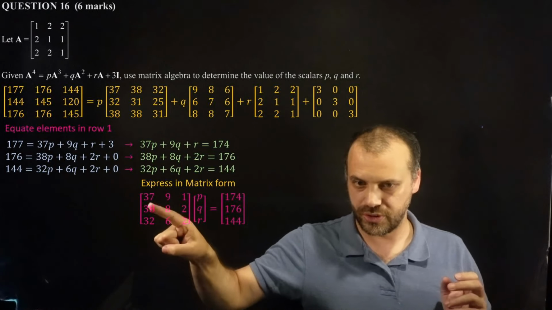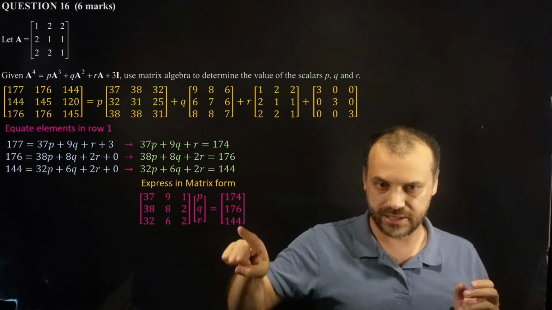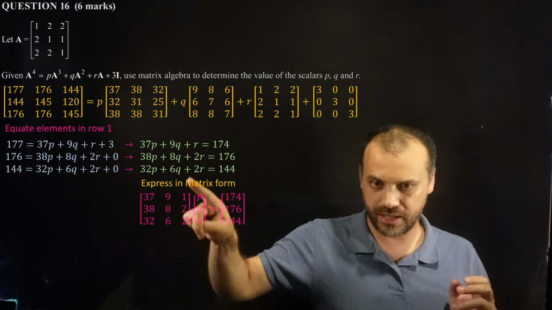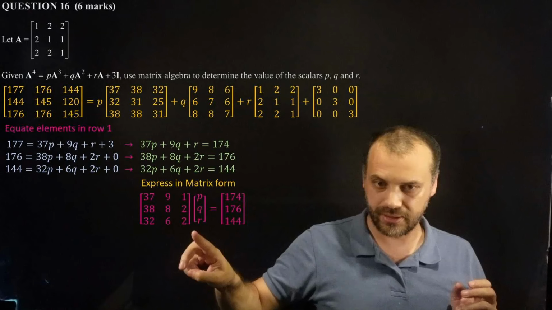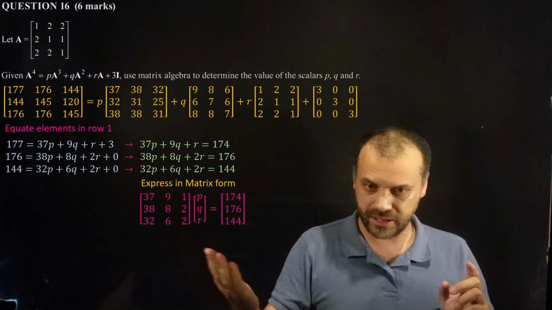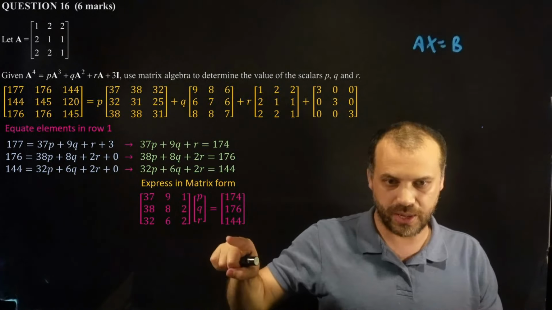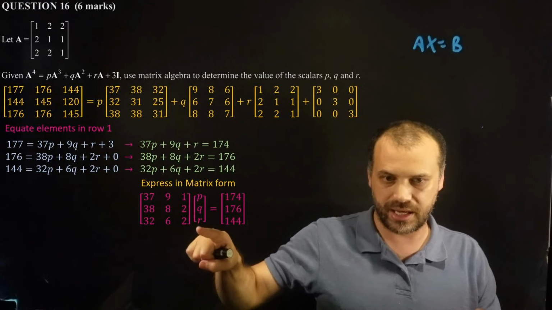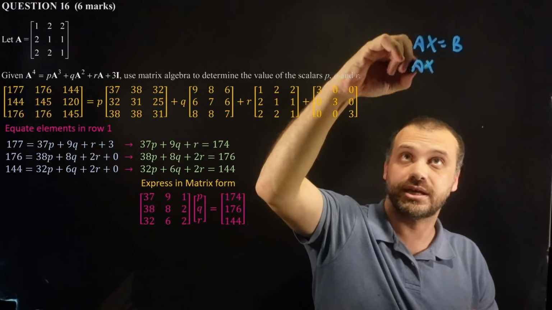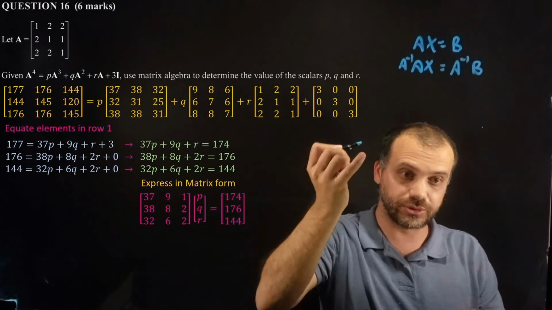All right, so here we have 37, 9, and 1, P, Q, and R, and then our answers, 174, 176, and 144. This is a great way to express these 3 equations in a matrix equation. Okay, so now that we have a matrix equation, we can use matrix algebra to solve it. Because this equation boils down to A times X equals B, and using matrix algebra, we can pre-multiply by the inverse of A.